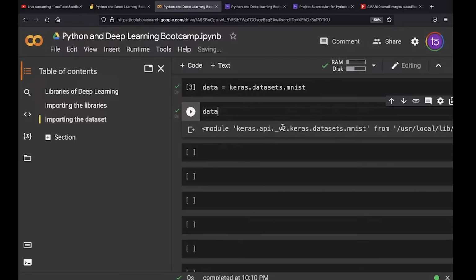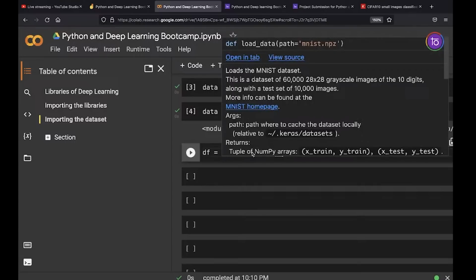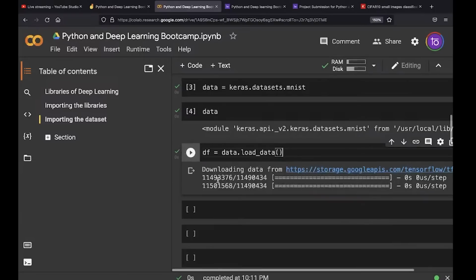So first of all, I have to download it from Keras Hub. Wherever Keras has imported all the datasets, I have to import over here. So I'm going to use df, a variable where I'm going to say data dot load_data. This load_data is going to download the dataset, and we're going to store it in df. Let me run this. Now see, it is downloading two datasets. One is your training dataset and another is your testing dataset, guys.